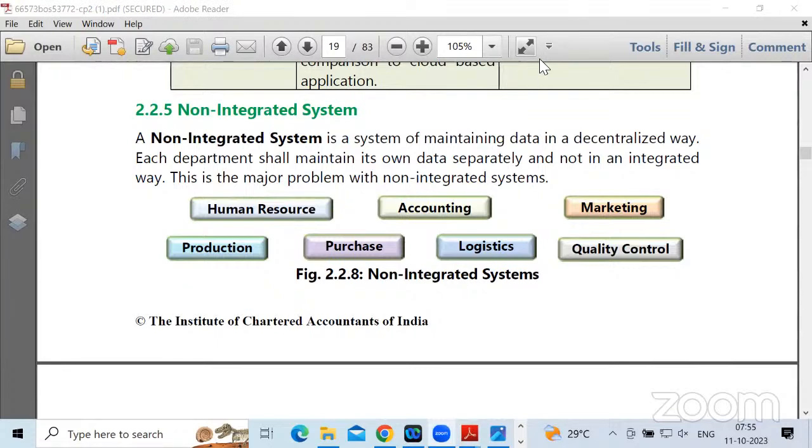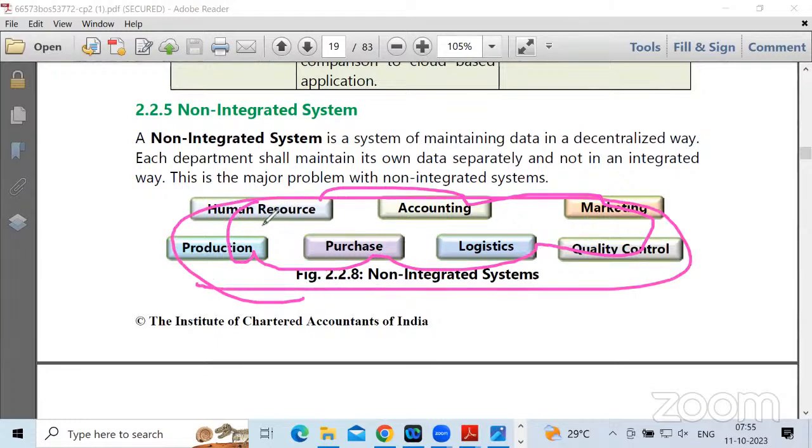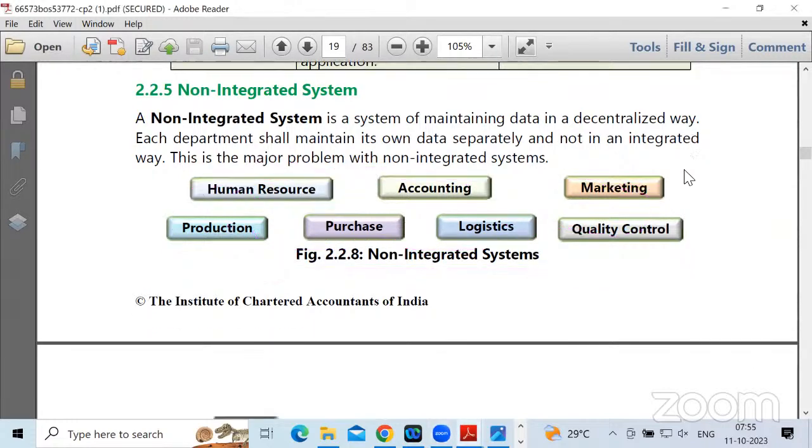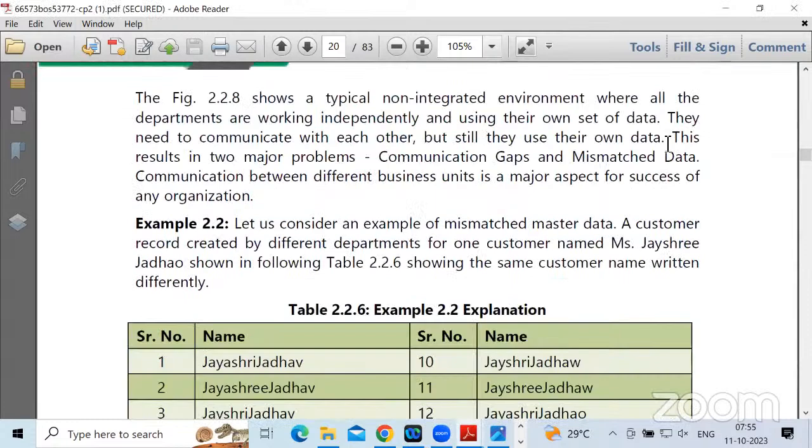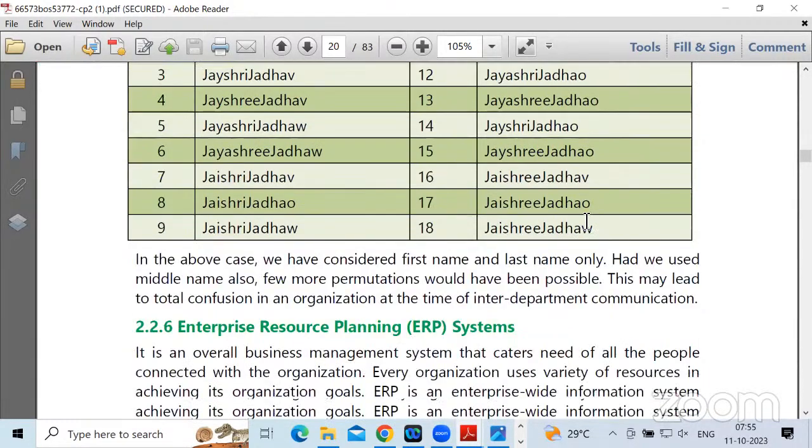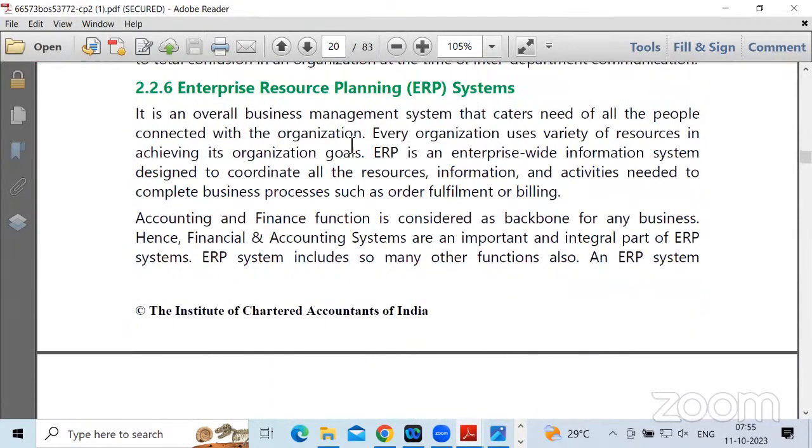Whereas if you integrate this, HR, accounting, marketing, quality control, logistics, purchase, production, human resource, everything is interconnected. You will be able to see from the HR department what activity is carried out by the logistics department. Likewise, everything can be accessed. That is the connectivity. But instead of connectivity, if you do everything in a single model, then that is called ERP. That's all.